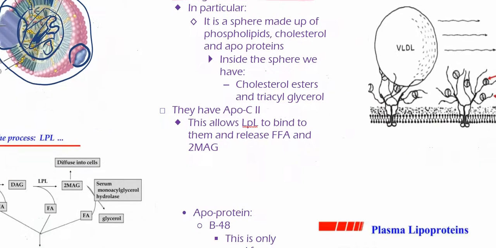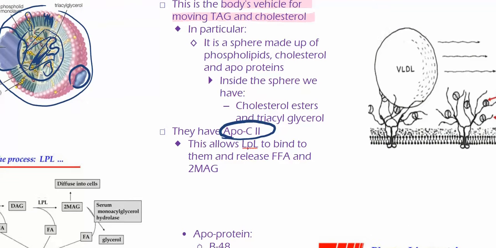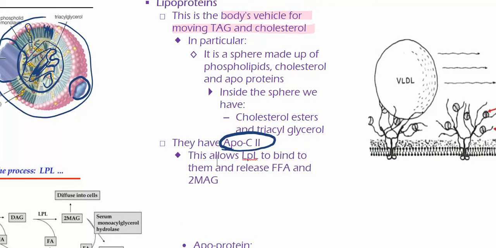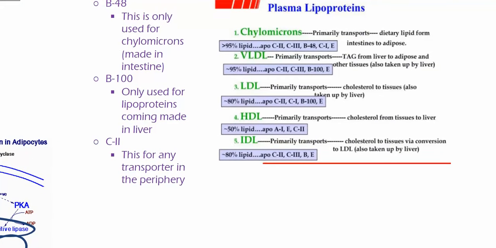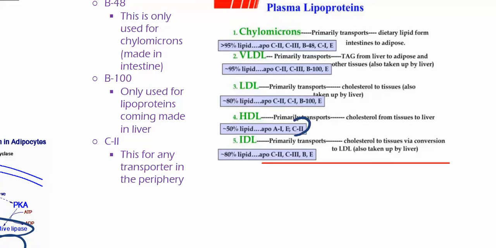So these lipoproteins, VLDL, IDL, LDL, they're going to have apoprotein C2. All of them are going to have apoprotein C2. Now, apoprotein C2 is on lipoproteins, and it's also on chylomicrons. Now, I just want to be sure. I don't think it's on LDL. Okay, actually, it is on LDL. I mean, HDL, I meant HDL. Okay, so it's also on HDL. So basically, C2 is on everything, right?